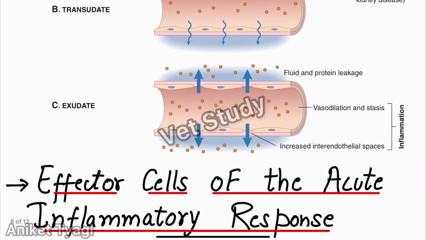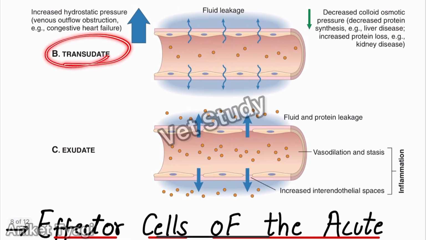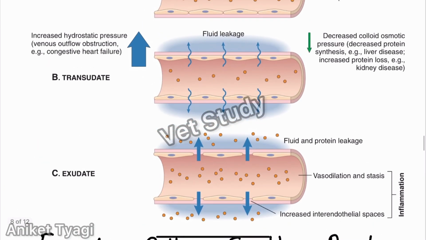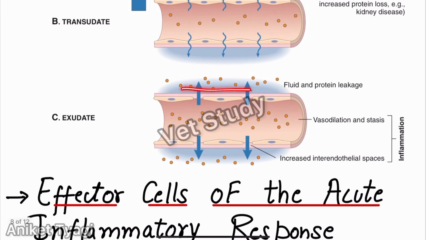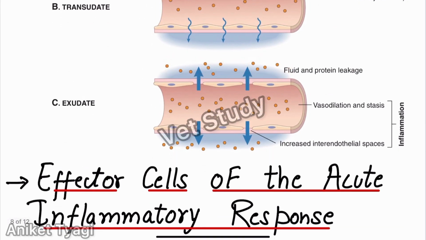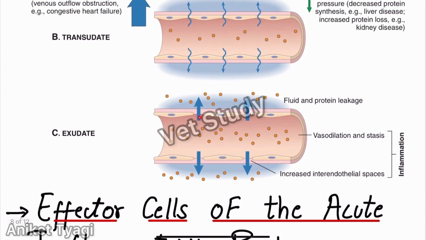Okay, then there will be exudate. We already discussed the difference between transudate and exudate. As you can see, in transudate there is less protein, right? But in exudate there is more protein outside. So in exudate, fluid and protein leakage occur, with vasodilation and stresses present in the blood vessel, and increased intraendothelial space. This is inflammation. So basically in inflammation, this exudation mainly occurs, where there is leakage of both leukocytes and protein, right? And the widening of gaps also occurs.